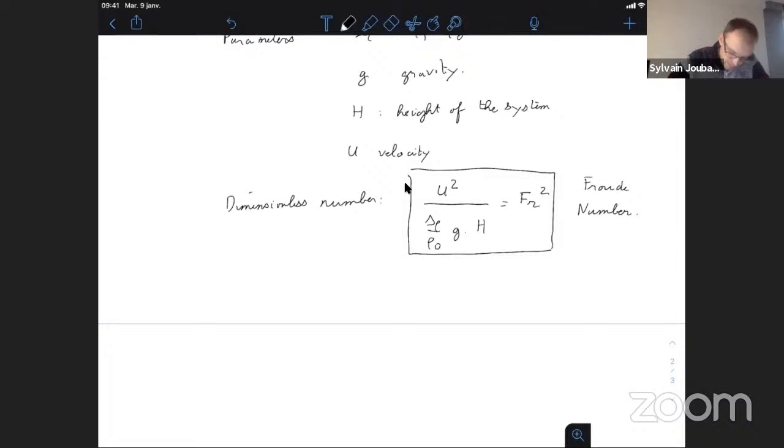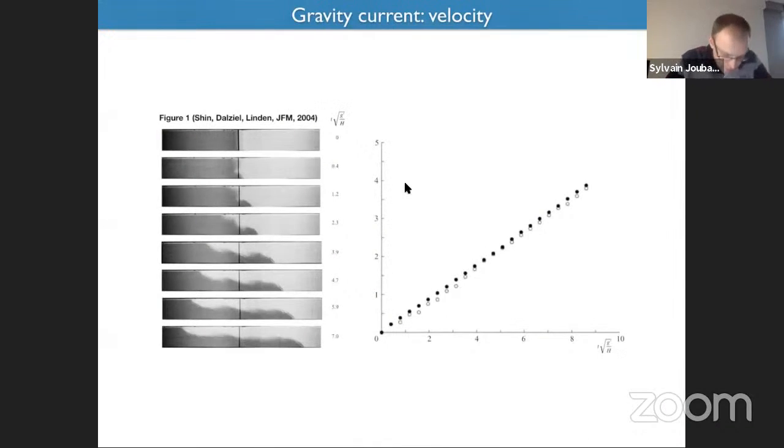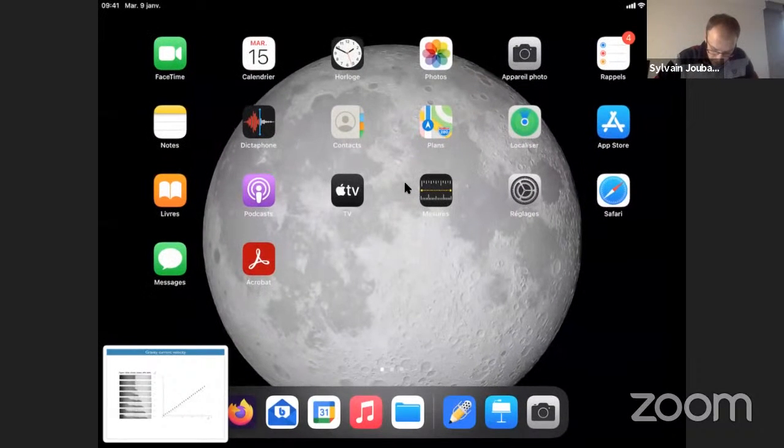I will go a bit further in this analysis, and I will do a quantitative comparison. To do that, I will use an experimental study that has been done in Cambridge, in the UK, in the group of Paul Linden and Stuart Dalzell. It was a study written in JFM in 2004. And I will just copy this one.